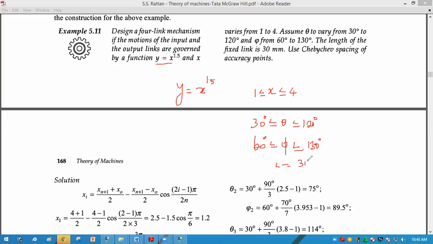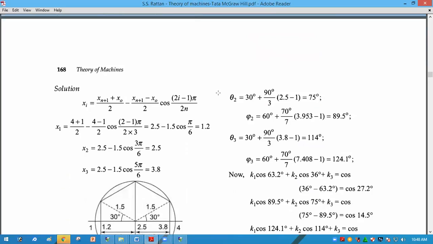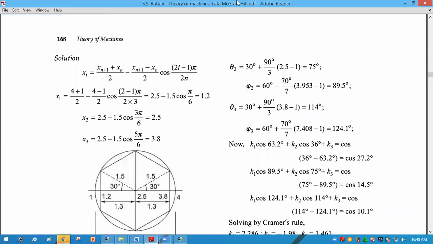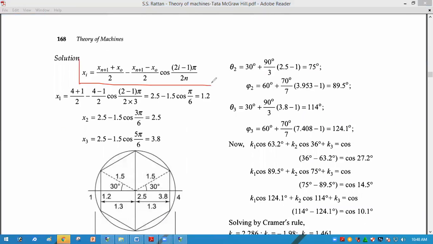Okay, so use Chebyshev spacing of accuracy points. So we have to find out the theta 1, theta 2, theta 3 values, phi 1, phi 2, phi 3 values, as well as the x1, x2, x3 values and y1, y2, y3. So whatever the precision positions, we have to find out. Okay, so we know the Chebyshev spacing equation, that is xi equal to (xn plus 1 plus x0) divided by 2 minus (xn plus 1 minus x0).